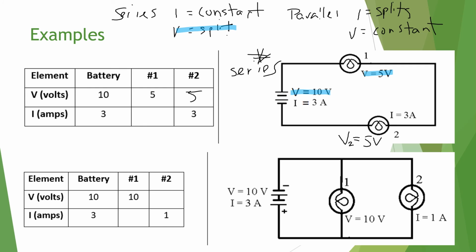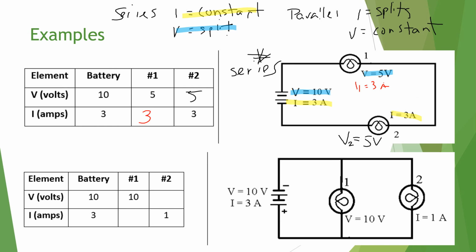Now we're going to look at the current. We know that current in a series circuit remains constant. Okay, so series circuit, constant. So that means that if the current at the battery, so right here is 3 amps, the current at load 2 is 3 amps, then the current at load 1 must be 3 amps, okay, because it's constant. So this is going to be 3.